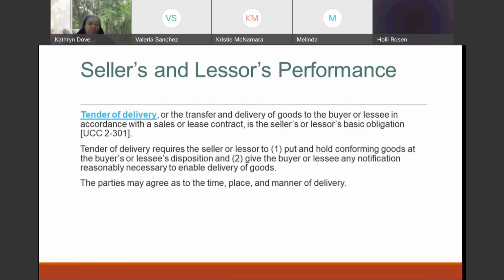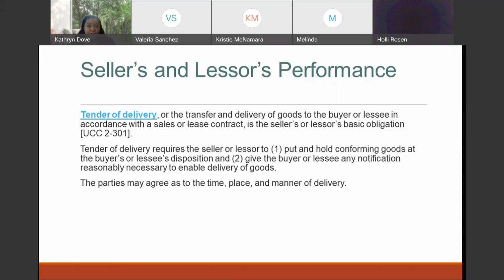So what does the seller have to do? Well, under the UCC, the seller has to deliver the goods, transfer the goods to the buyer in accordance with the sales contract. That is the seller's basic obligation. That is spelled out in UCC 2-301. The tender of delivery requires the seller to put and hold conforming goods at the buyer's disposition and give the buyer a notification that's reasonably necessary to enable delivery of the goods.